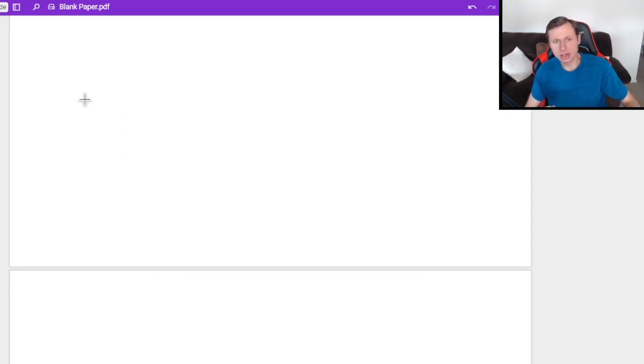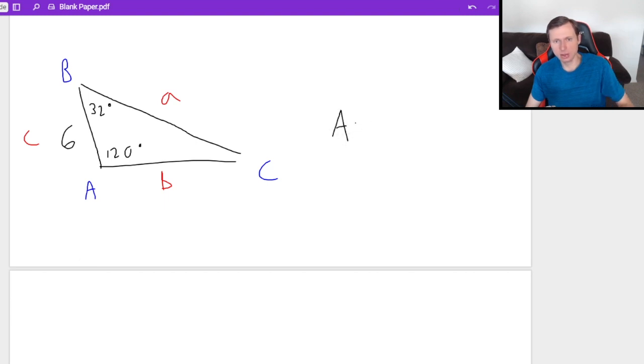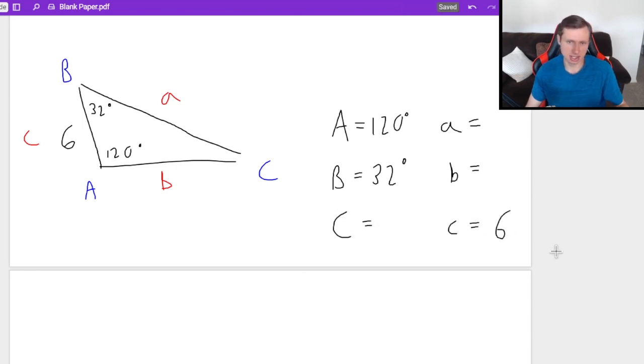So now let's look at that example I just said a minute ago. 120 degrees, 32 degrees, and 6. And now I'm going to label exactly what I have. I have angle A is 120 degrees, side length A is unknown, angle B is 32 degrees, side length B is unknown, angle C is unknown, and side C is 6.